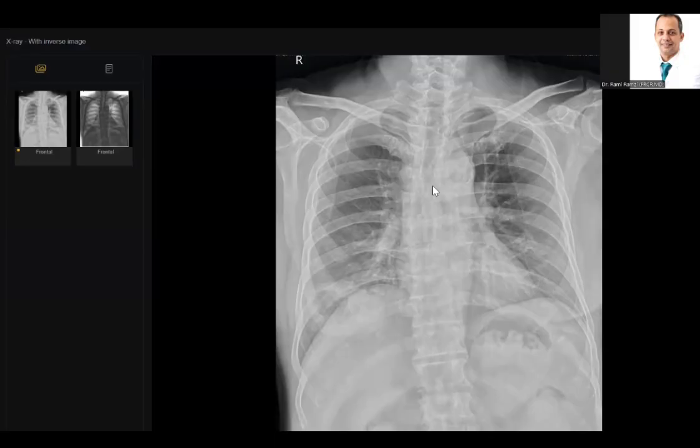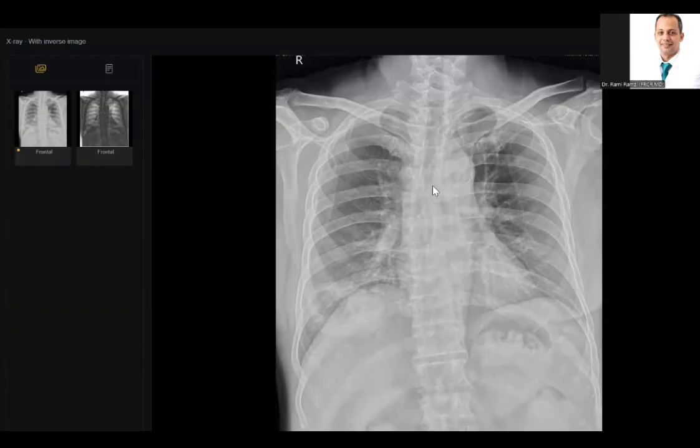I want to have a look at the previous X-ray if available, and if there is any history of fever or constitutional symptoms, then it could be a cavitating lung lesion, cavitating pneumonia, or abscess. And if in the previous X-ray this lesion was present, it could be an underlying neoplastic or malignant lesion.